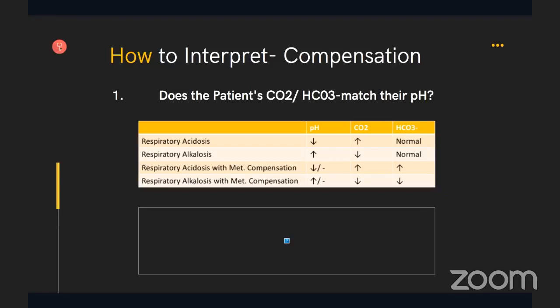In people who have COPD, they constantly have a higher CO2 than people without COPD, and that's because they use that to drive their respiratory system. Therefore, they always have a little bit of metabolic compensation. So their HCO3 minus will always be a little bit above normal, because that's just the way their body works to compensate for having that increased CO2 all of the time.